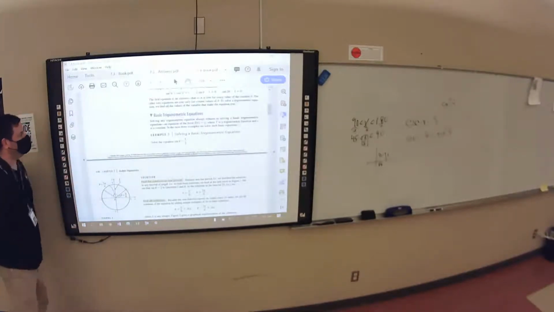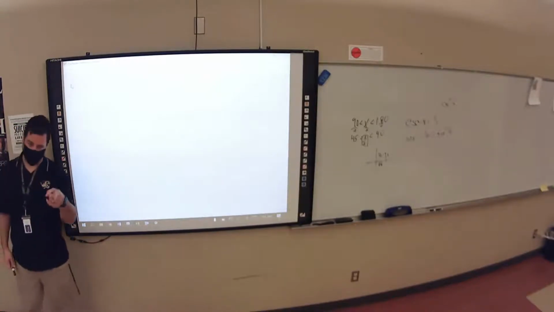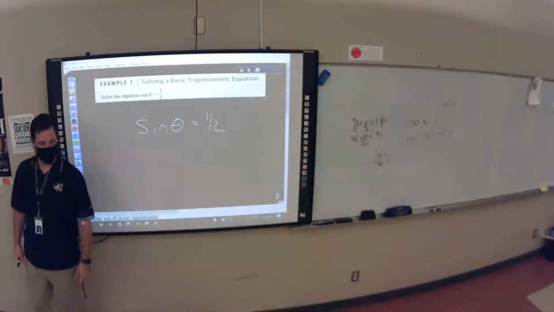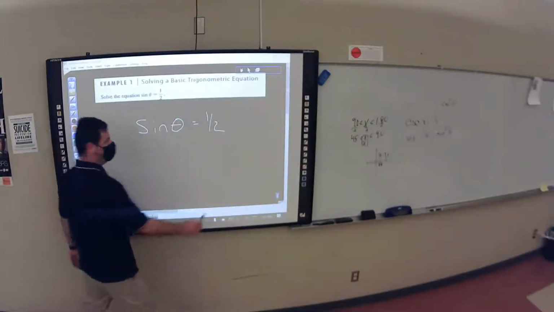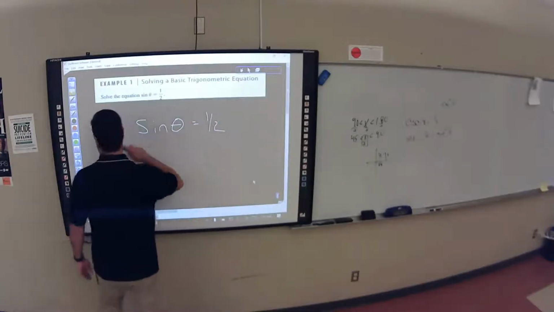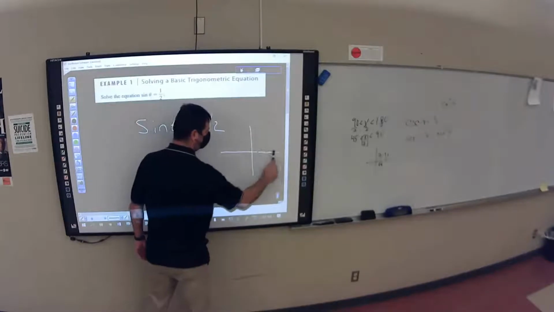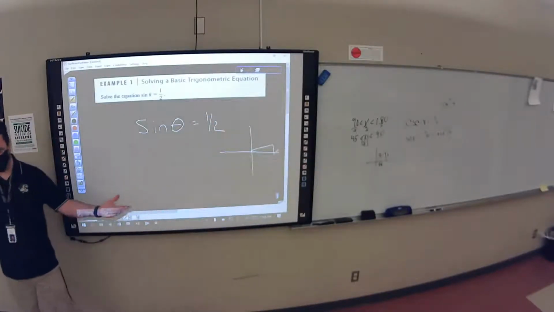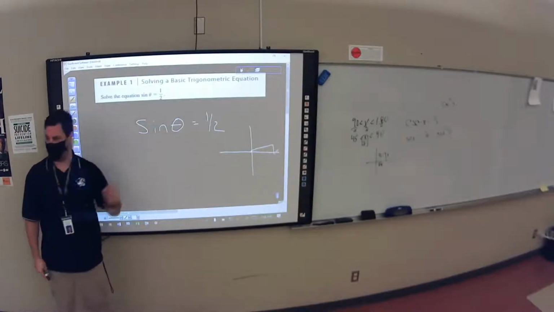Do they want both answers? Oh, so that's the trick. As one of my students used to say, what's the catch? There's always a catch. We all know, or at least I hope we know, after doing the unit circle for about a month and a half, that sine is 1/2 right there, which is 30 degrees, or let's use radians, so it's pi over 6. So pi over 6 is definitely an answer.